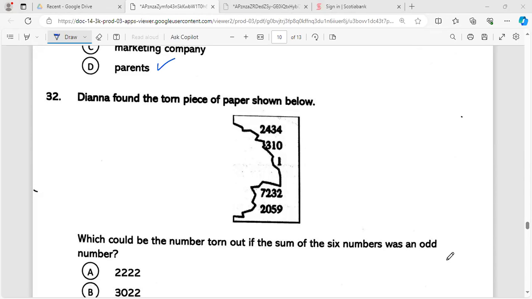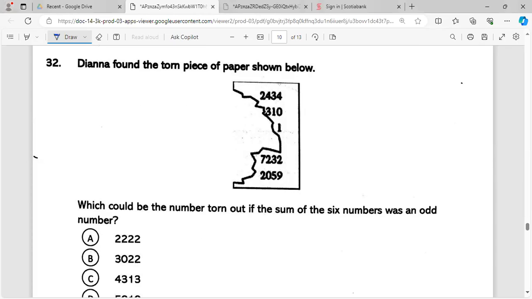Okay. Alright. So guys, we could try 32. Diana found a torn piece of paper shown below, which could be the number torn out if the sum of the 6 numbers was an odd number. This will probably take a little time. So we have 1, 2, 3, 4, 5. So this was torn out. What do you guys think could be the fourth number that was torn out? It's supposed to be 6 numbers. The sum should be an odd number.